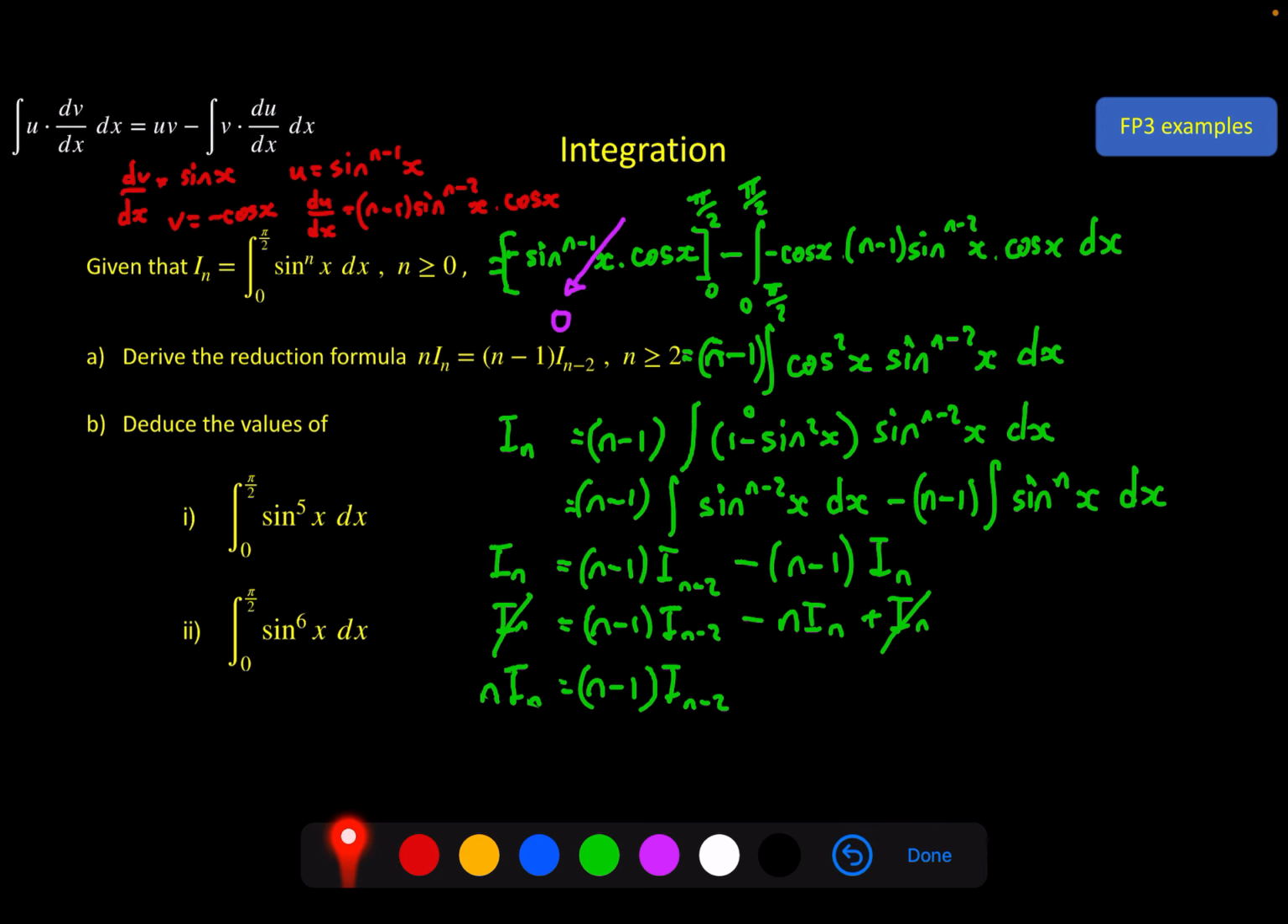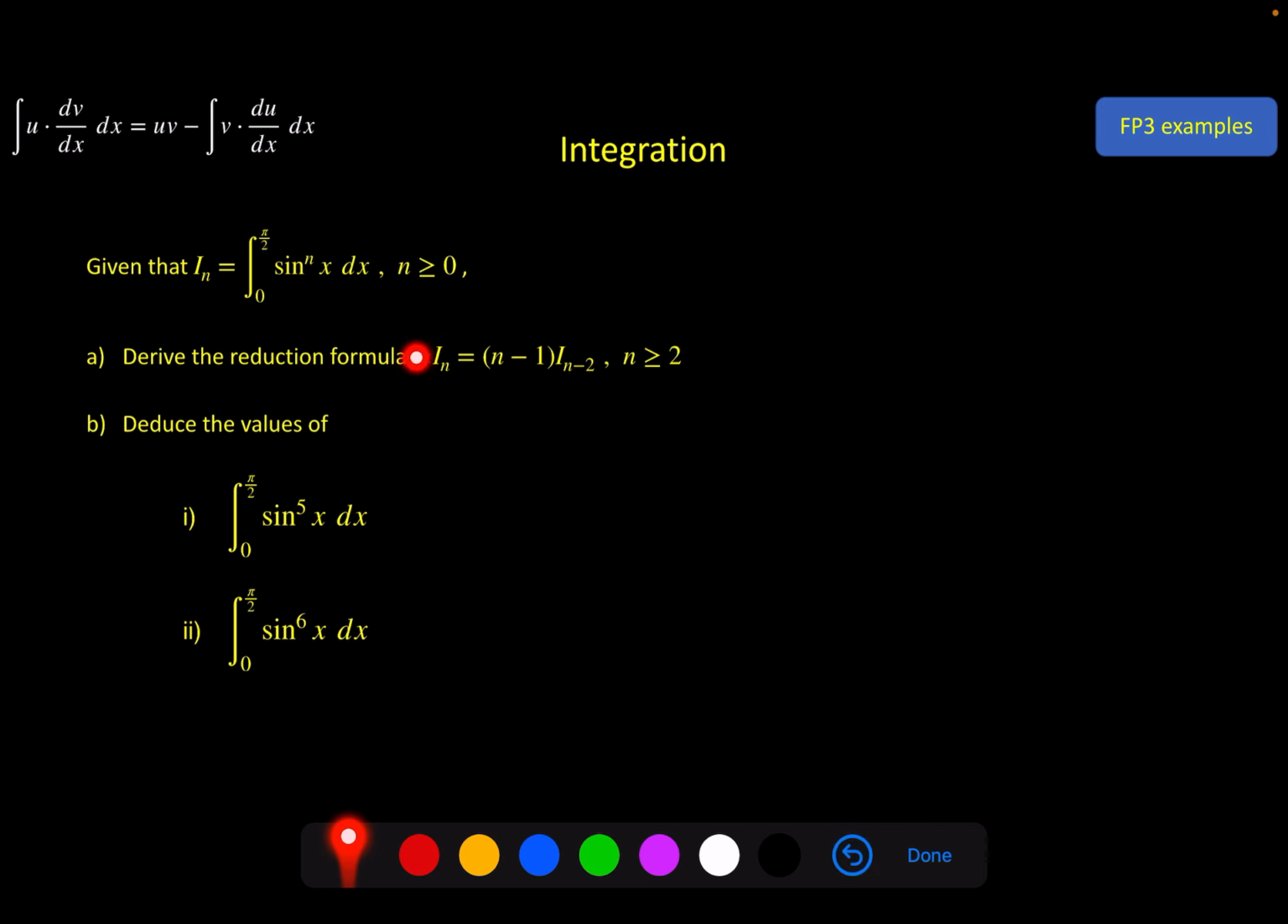Okay, to make room for the next part, I'm going to clear all of that off, but we have the final answer here in the question still. So part B, apply this to deduce the values of this. Now be careful here, the limits must match. If these limits were different, it would be a different sort of question. So here, sine power 5 of x, that is when I_n is I_5. So if I rearrange this very quickly, I_n, because we don't want the n on the left here, is (n minus 1) over n times I_(n-2). So this is the reduction formula I'm actually going to use.